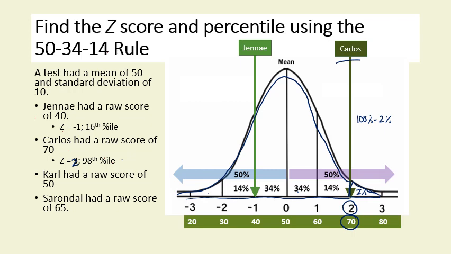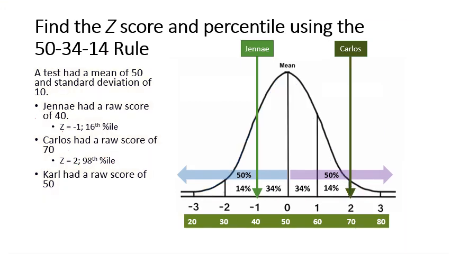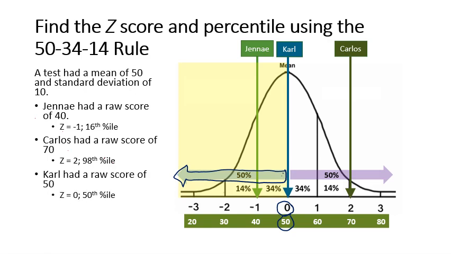If Carl had a raw score of 50, first here's his raw score, here's his z-score of 0, and you can see just by using this upper 50% indicator that his score is higher than 50% of individuals, placing him in the 50th percentile.